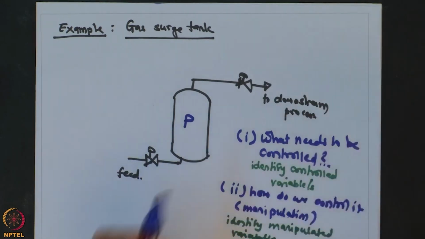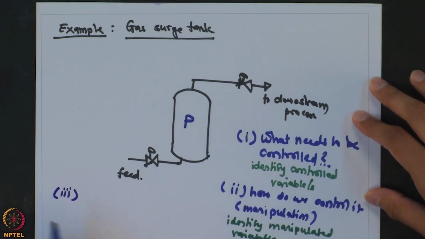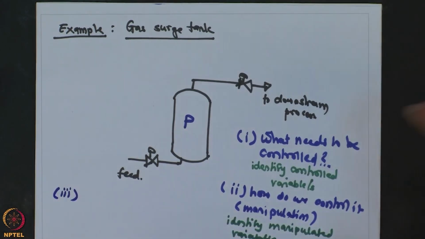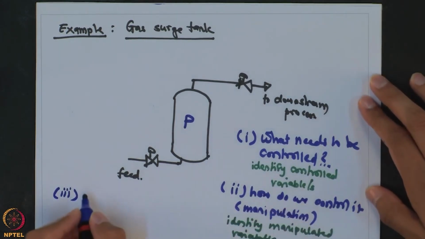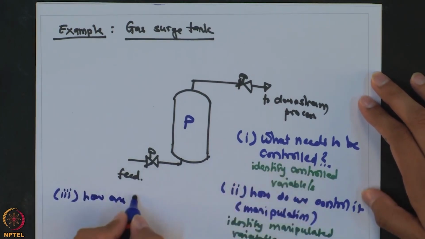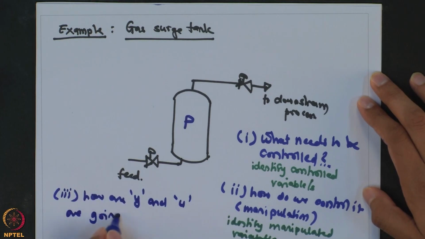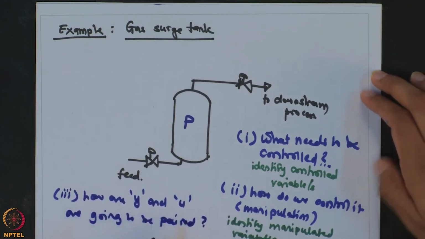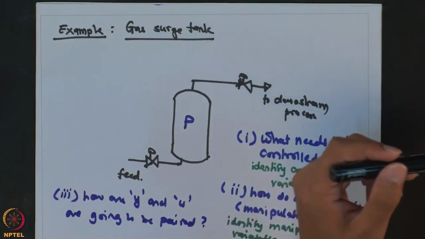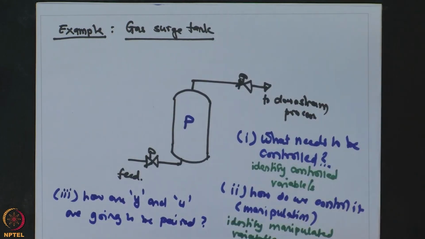And then lastly, the third question before even going forward in terms of design is, how are controlled variables and manipulated variables, which we typically represent as y and u, going to be paired? Now, this question is irrelevant for this particular example, as there is only one.